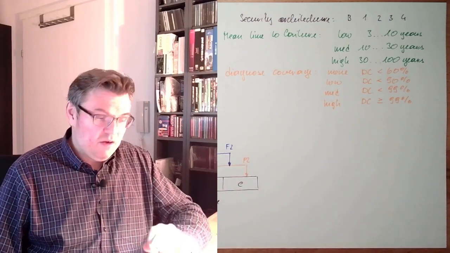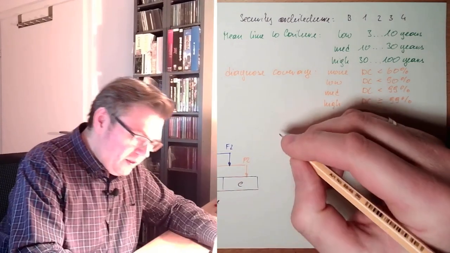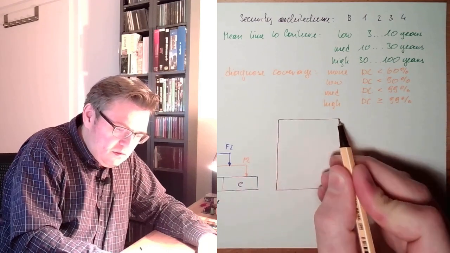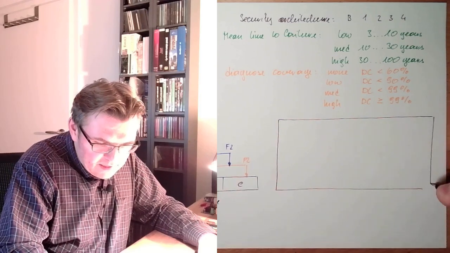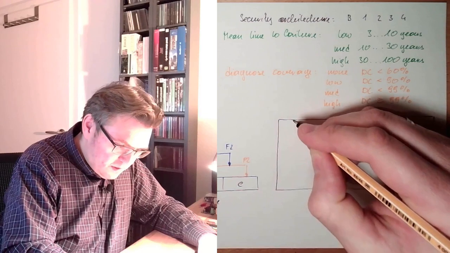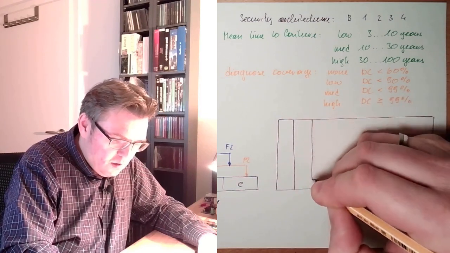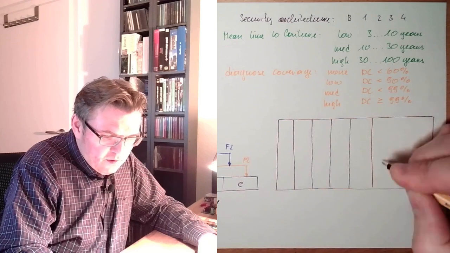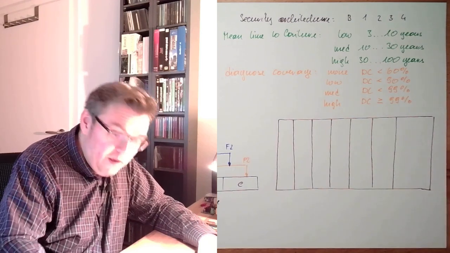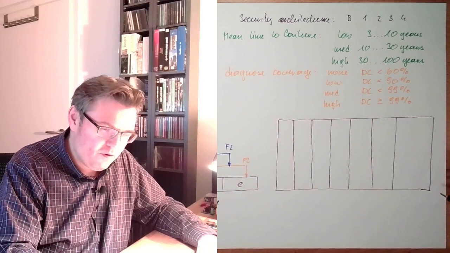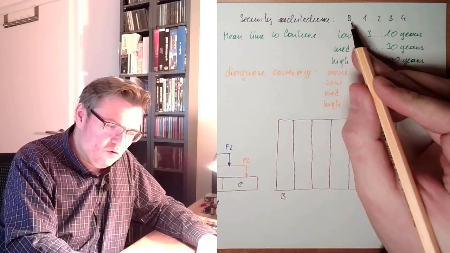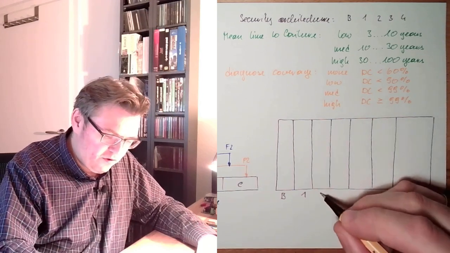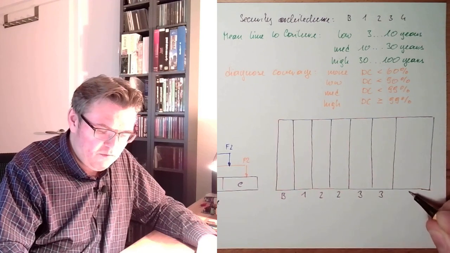So there's a performance level graph also. It looks a little bit like this. Don't take this drawing for granted; there is the drawing in the standard, of course. On the x-axis, I usually have the categories. There's category B, category 1, category 2, there are even two 2s, then two category 3, and then category 4. Category B means no security architecture. Category 1 means minor security things. Then we have category 2, category 3, and category 4.